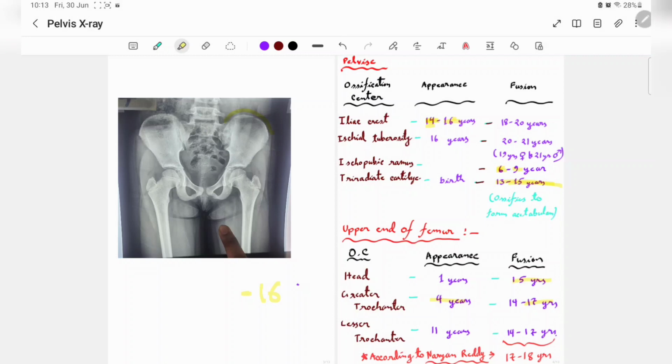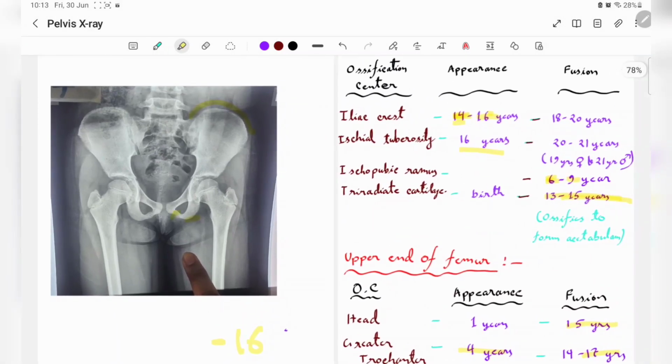Next, see the ischial tuberosity. The ischial tuberosity is not seen properly, so obviously he or she is less than 16. Then is the ischiopubic ramus. The ischiopubic ramus is fused. As it is fused, and fusion of the ischiopubic ramus occurs at 6 to 9 years of age, here we took the lower limit. So he or she is 6 plus and less than 16 years of age.